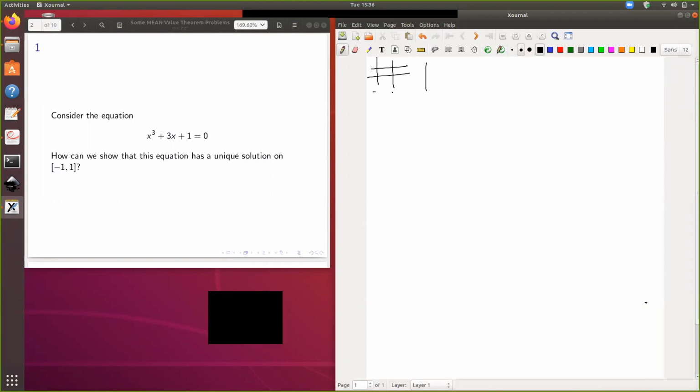Let's do number 1. Consider the equation x cubed plus 3x plus 1 equals 0. How can we show that this equation has a unique solution on the interval from -1 to 1? Well, you might have some bells being rung from earlier in the semester, but if we take x cubed plus 3x plus 1, it's clearly a polynomial, but another way of seeing it is you have the addition of 3 continuous functions. F is continuous.